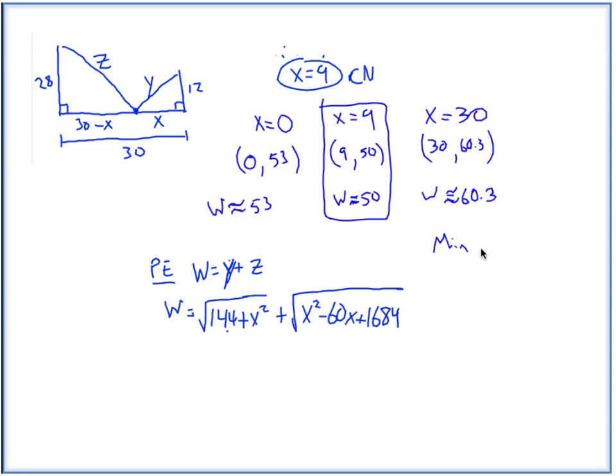So our minimum is that x equals 9 feet from the 12-foot pole. Okay, so when x is 9 feet from the 12-foot pole, we're going to get a minimum of about 50 feet of wire.